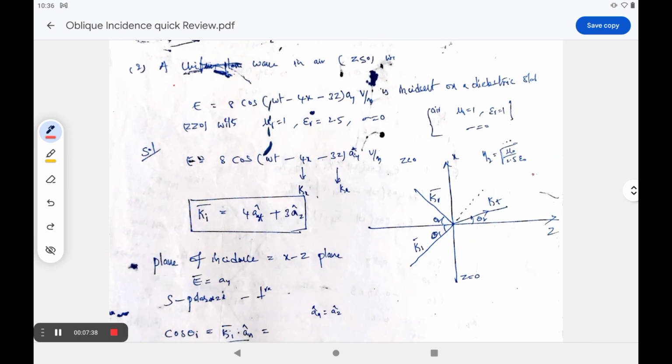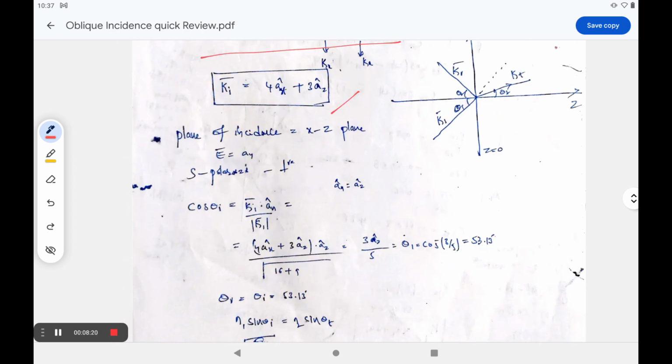So this is a uniform plane wave in air, z less than 0. That means the plane wave is in air. So medium 1 is air, and medium 2 has some characteristics mu r, epsilon r. From the equation given, E is equal to 8 cos omega t minus 4x minus 3z into ay. In the general format, we note cos omega t minus ki dot r bar. So ki dot r bar is kx into the x component and so on. Here 4 is the x component and minus 3 is the z component, so ki is equal to 4ax and 3az.